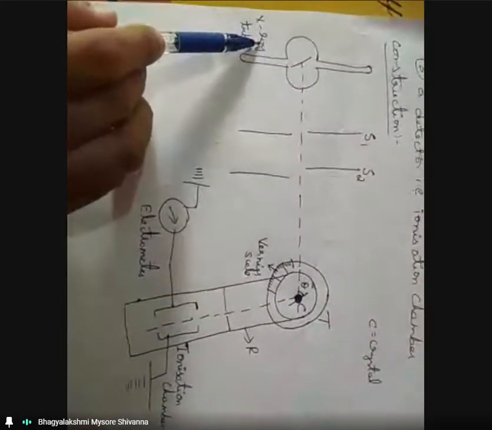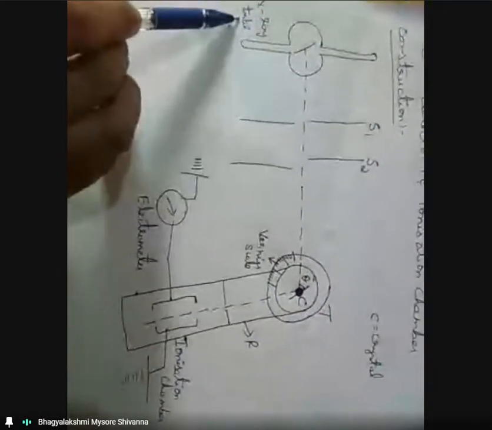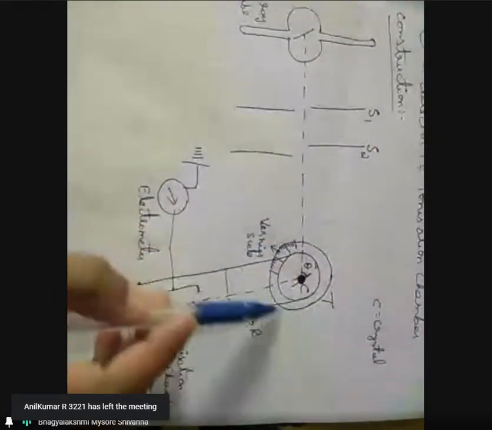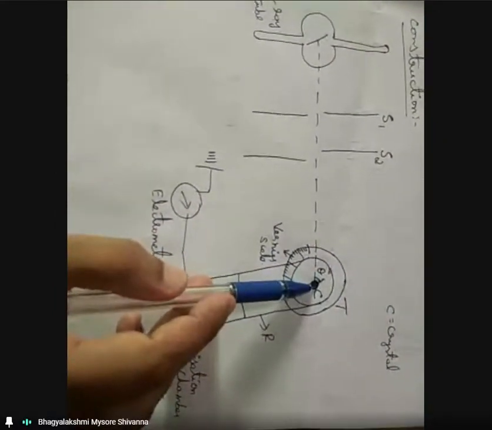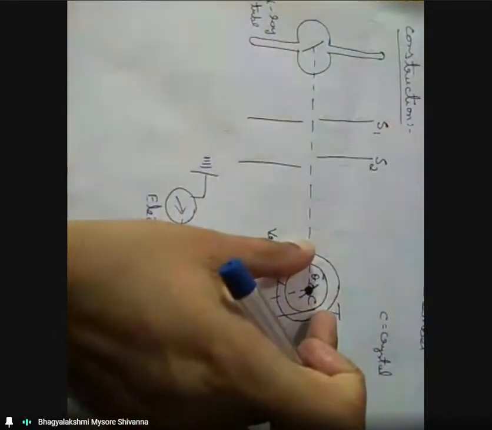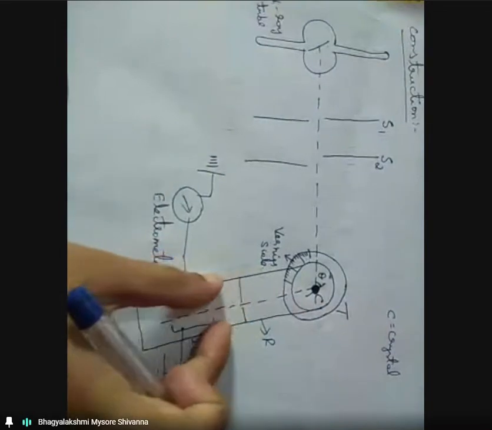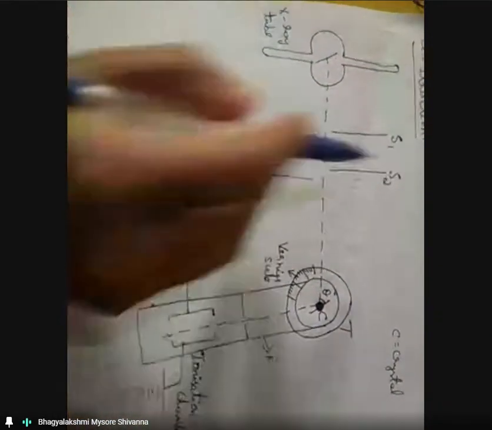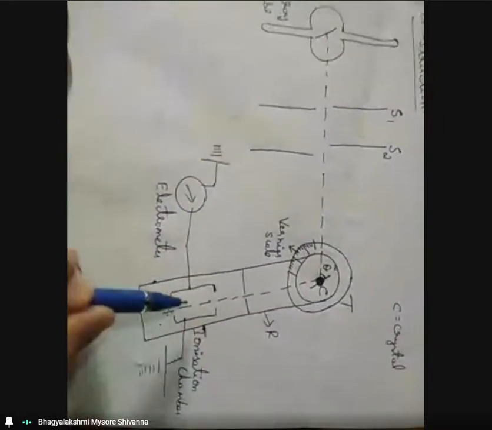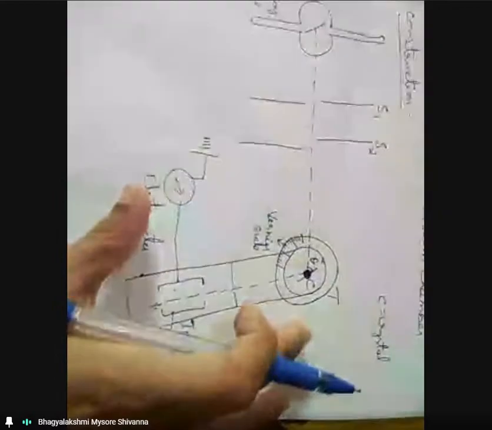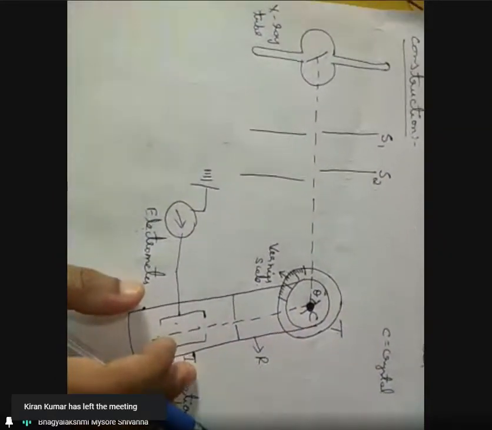So this is the source of X-rays. By the X-ray tube, the X-rays will be generated. This is the circular table for keeping the crystal, and it is connected with the vernier scale, and this table will be connected with the radial arm R with the ionization chamber. The third thing we need is the ionization chamber. This ionization chamber is connected to this electrometer. So this is the Bragg's spectrometer.